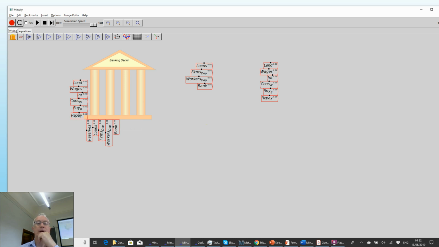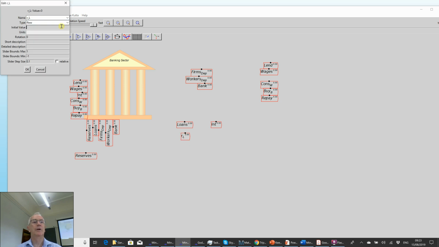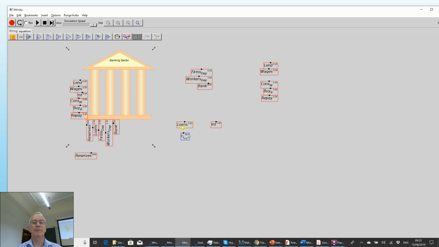Now I'm going to whack reserves out of the way for a while, because I'm not going to use reserves for quite some time. But loans, and I have interest payments. So just grab hold of loans, drag it down somewhere, grab hold of interest, whack it on the level, and now you want to define interest payments. Well, it's going to be the rate of interest, and I'll have R underscore L just to emphasise that it's loans. Make it into a parameter, give it a value of say 0.03, maximum of 0.2, minimum of 0.01, step size of 0.01. So you can vary it as you wish during the model.